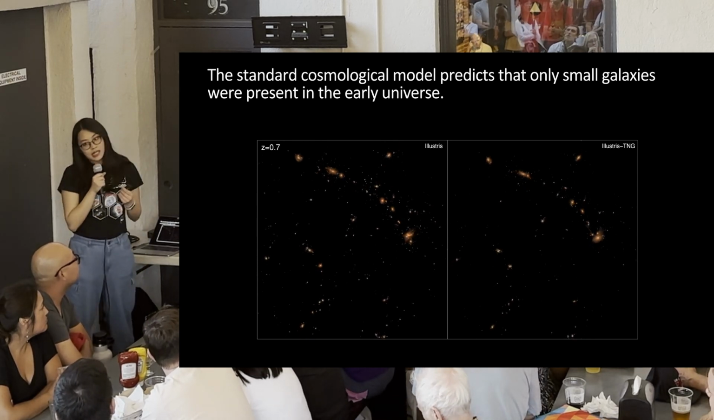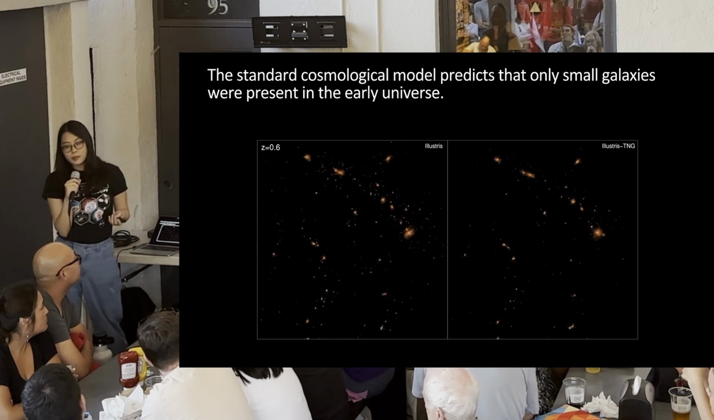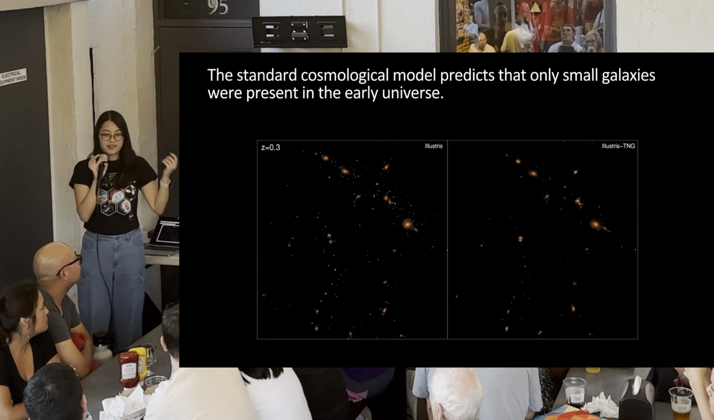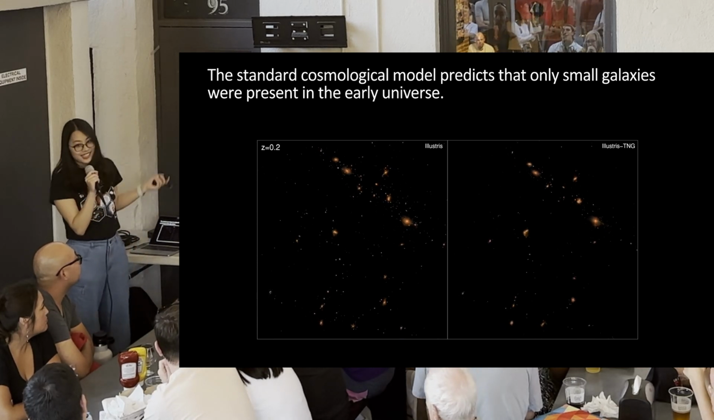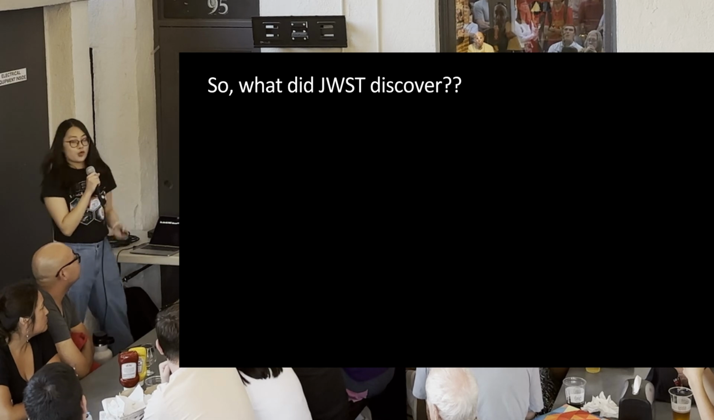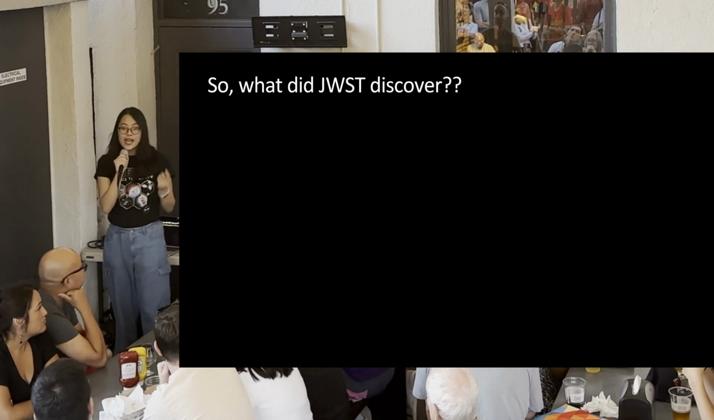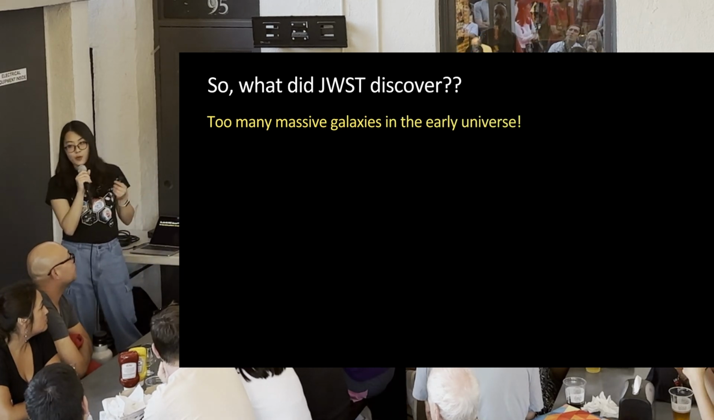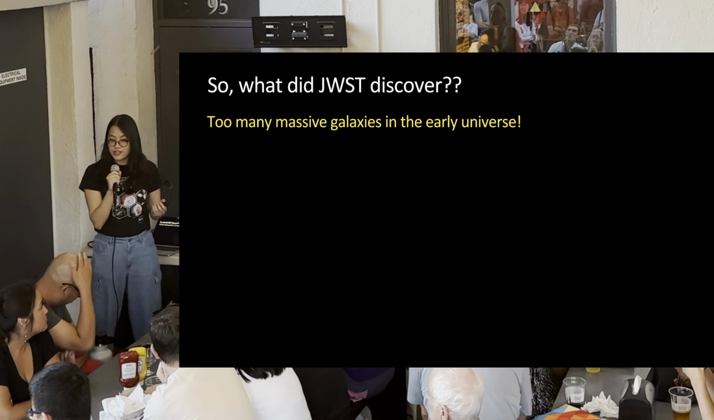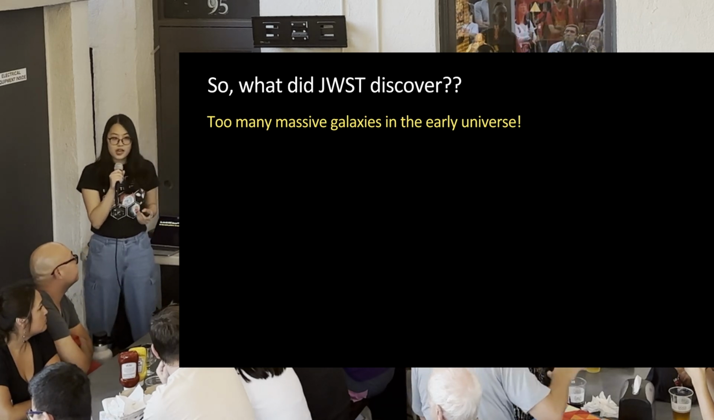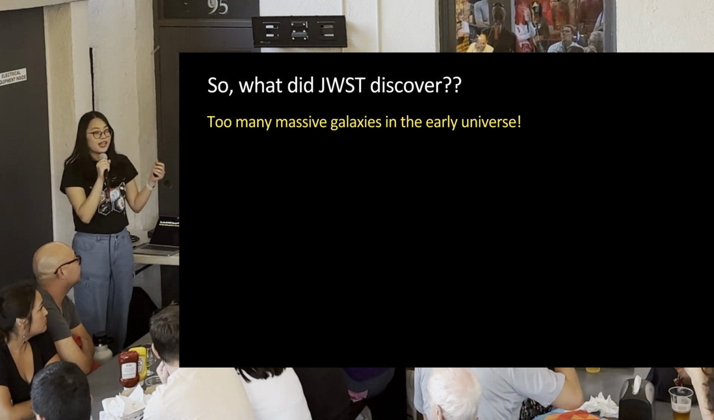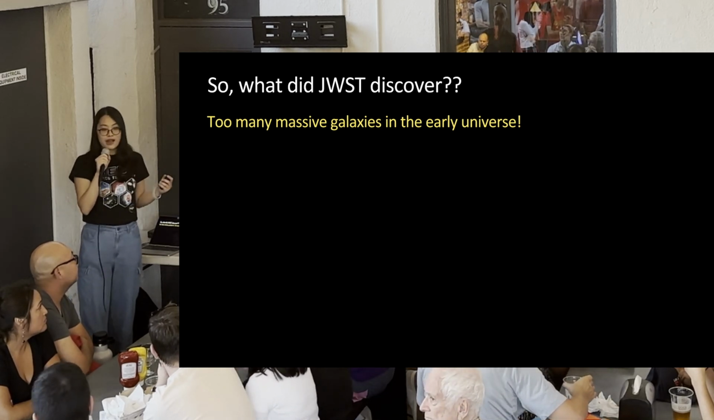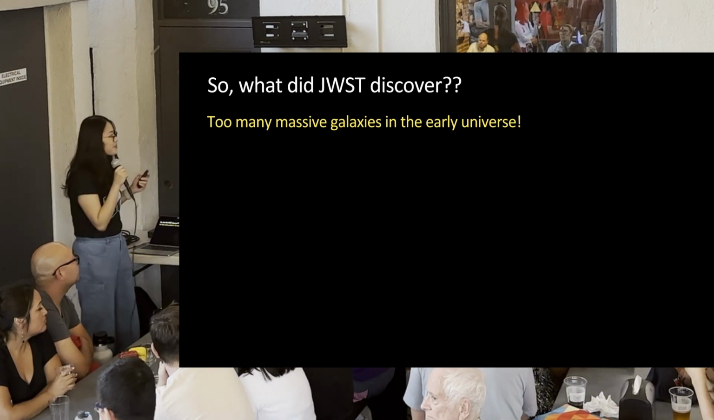Because of that, the current model predicts that in the very early stage of the universe, all the galaxies should be really small, and we should not discover massive galaxies. However, this is not what JWST has found. So what did JWST discover? It discovered way too many massive galaxies in the early universe, which is completely different from what people expected before the JWST launch. That was a big moment for astronomers, because everyone was asking, okay, what happened? Do we need to make up some new theory to account for all these very massive galaxies? Did we do everything wrong in the past many, many years?